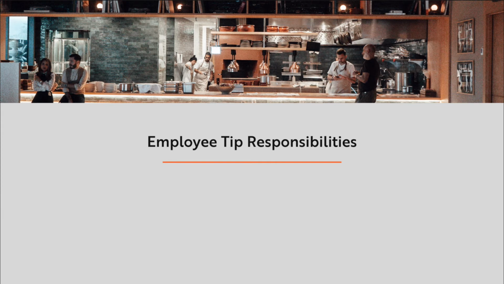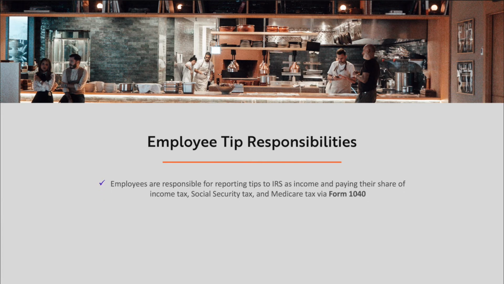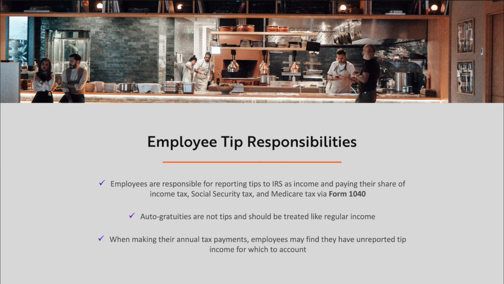As mentioned before, employees must keep a record of daily tips and submit that record to their employers monthly or more frequently if requested. Employees are responsible for reporting tips to the IRS as income and paying their share of income tax, Social Security tax, and Medicare tax via Form 1040. As previously stated, auto gratuities, such as those applied to large parties, are not tips and should be treated like regular income. When making annual tax payments, employees may find they have unreported tip income for which to account for.